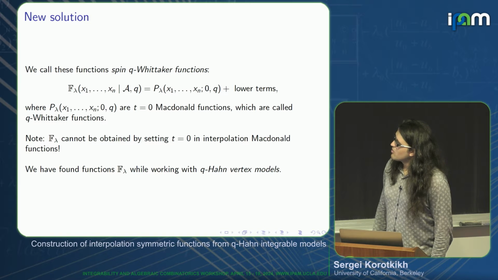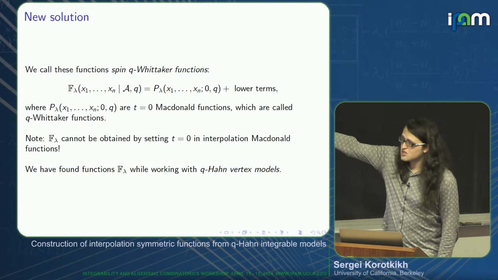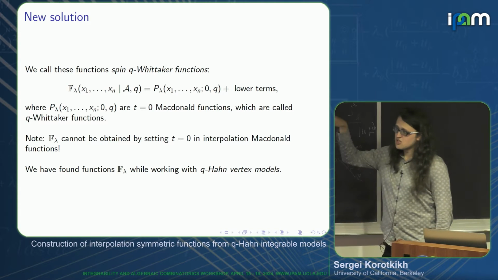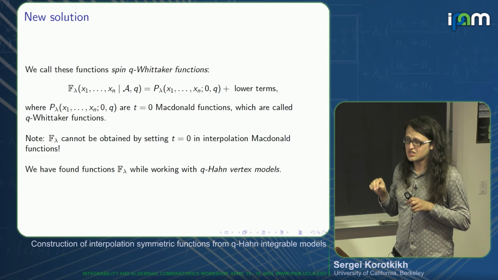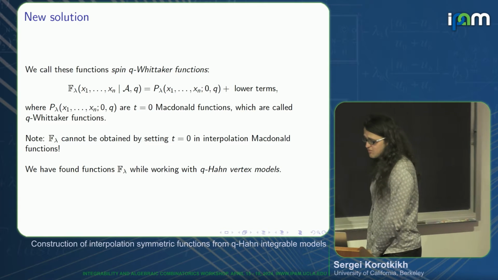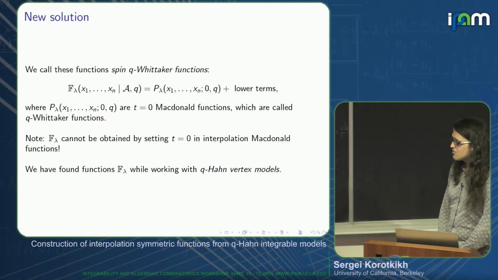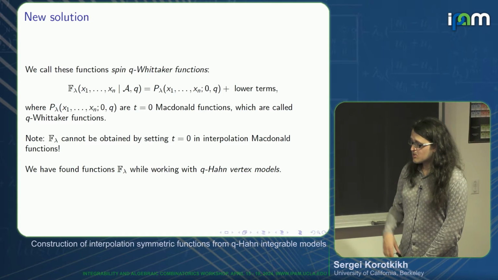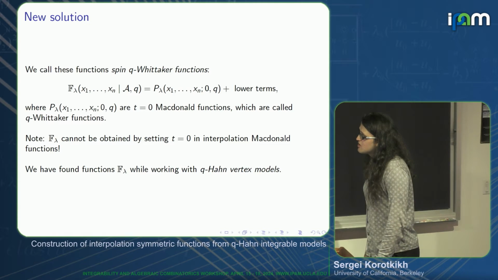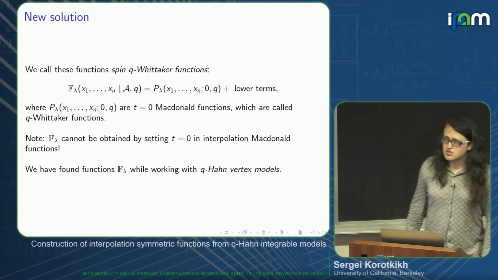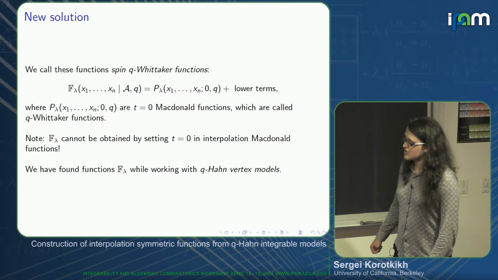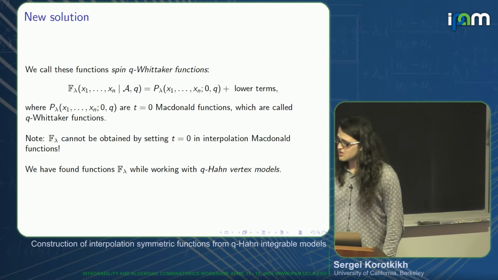One more remark I should make about this function is that while this top homogeneous part can be obtained from Macdonald polynomials by setting t equal to 0, the whole functions cannot be obtained from interpolation Macdonald polynomials by setting t equal to 0. You cannot simply obtain this new set of functions by taking the previous interpolation Macdonald polynomials and sending t to 0, because that will make the interpolation points degenerate, and this will not work. Instead, it turns out to be a completely new family of functions, not directly related to interpolation Macdonald polynomials, but defined and found in a completely different way.